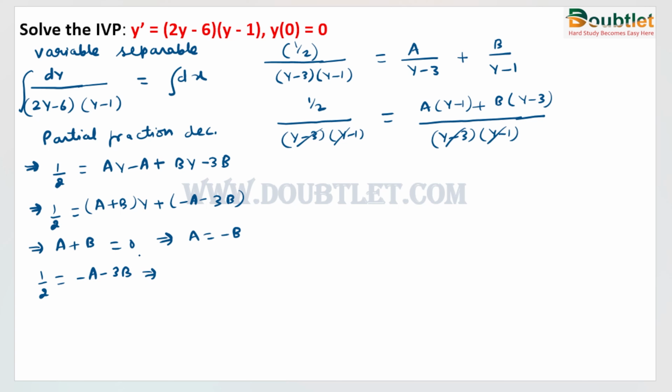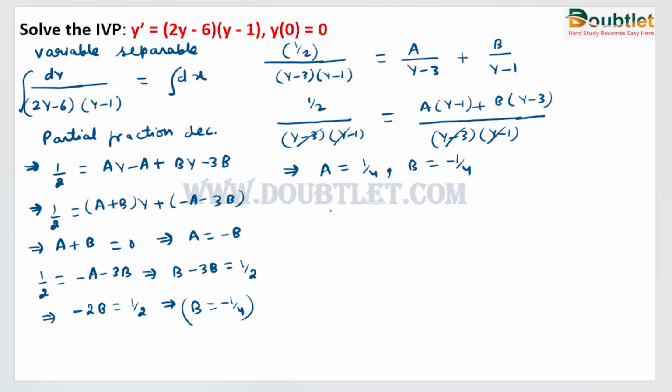If we put a = -b, then we can write this as b - 3b = 1/2. From here we can write -2b = 1/2. And we know that the value of b is -1/4. So from here we have got the value of a and b. So a is minus times of b, so a is 1/4 and b is -1/4.